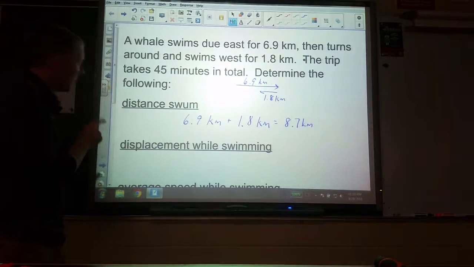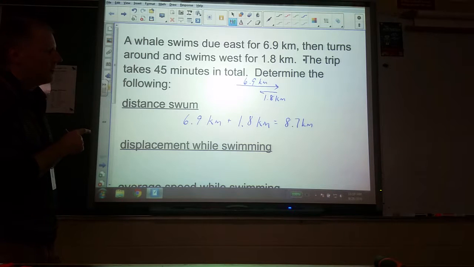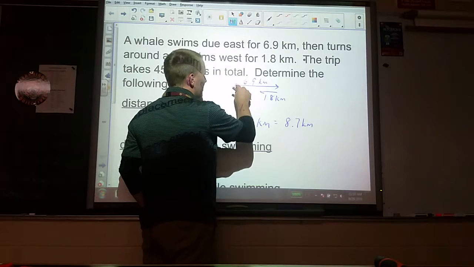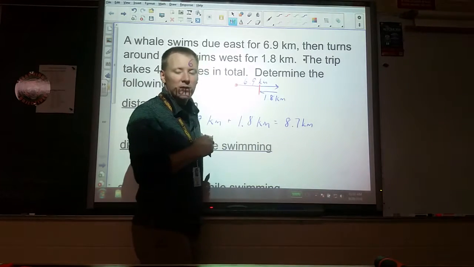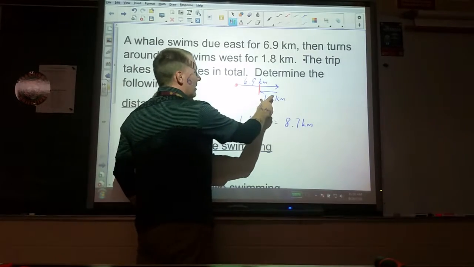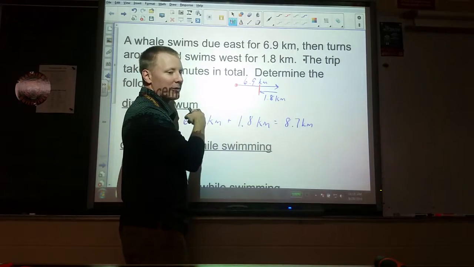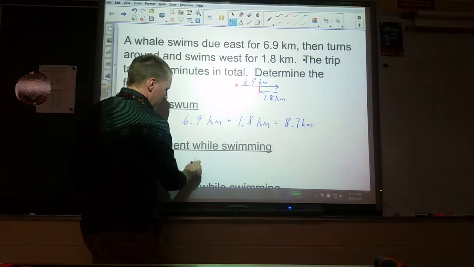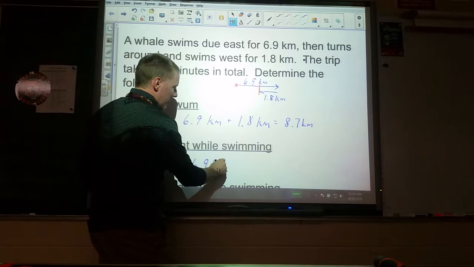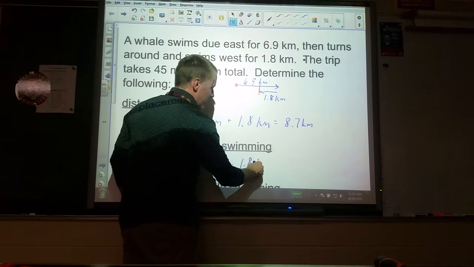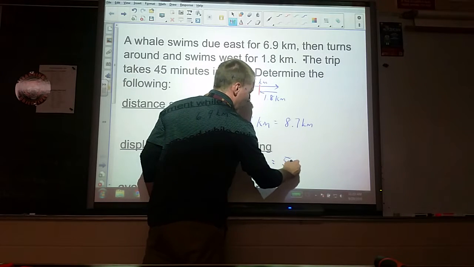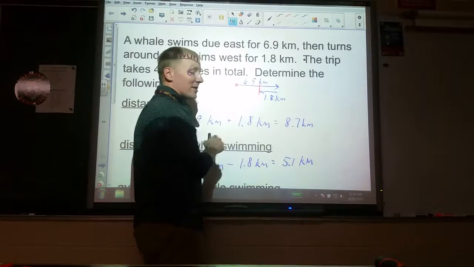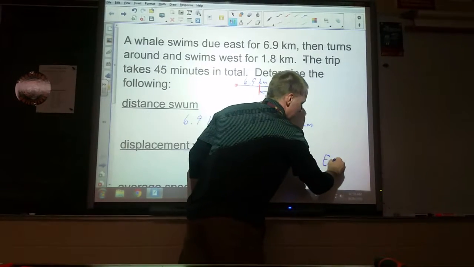Now this is different than what displacement the whale experienced, because displacement is really only from the origin to the place where we stop looking. So that would actually be the difference, because the 1.8 kilometers was in the opposite direction. We have to treat these like vectors. So we'd have 6.9 kilometers minus 1.8 kilometers for a total of 5.1 kilometers. And because displacement is a vector, we have to specify that that was in the east direction.